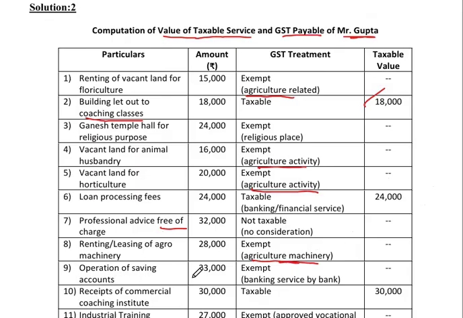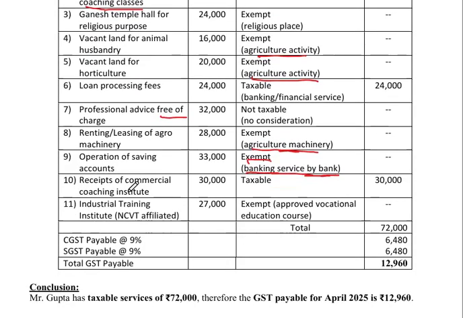Operation of saving account, 33,000, it is also exempt because banking service by the bank is exempt in respect of saving account. Next one, 10th one, receipts of commercial coaching institute, 30,000, it is taxable, therefore the amount written is 30,000. Okay, and Industrial Training Institute, that is NCVT affiliated, 27,000, exempt. Approved vocational education course. Okay, national or state skills, it will be exempt.